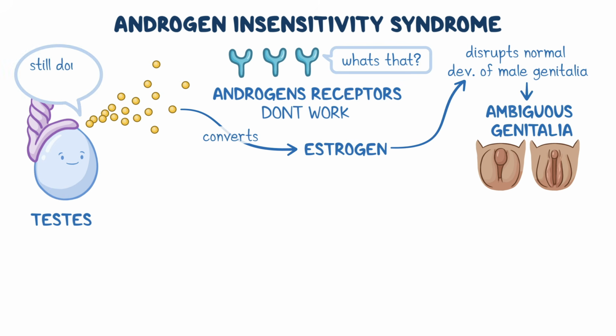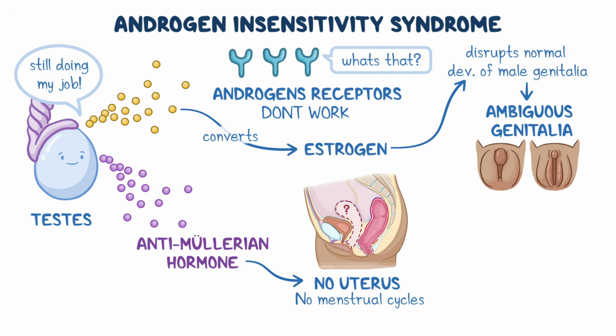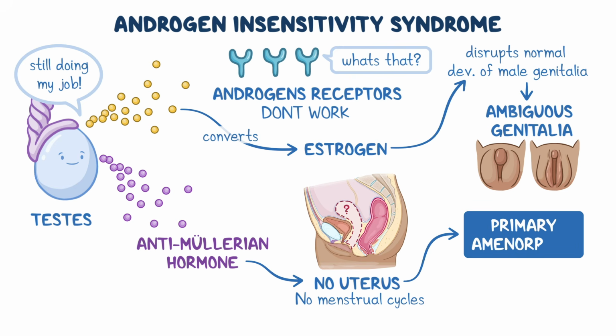Meanwhile, the testes carry out their role by releasing the anti-Müllerian hormone, preventing the formation of the uterus. So even though the external genitalia might look female on the outside, there's no uterus, so there are no menstrual cycles, which results in primary amenorrhea.